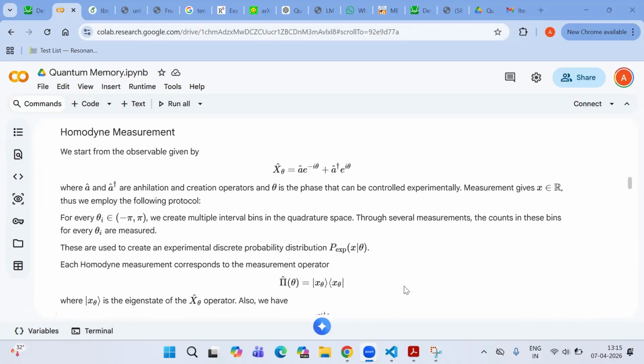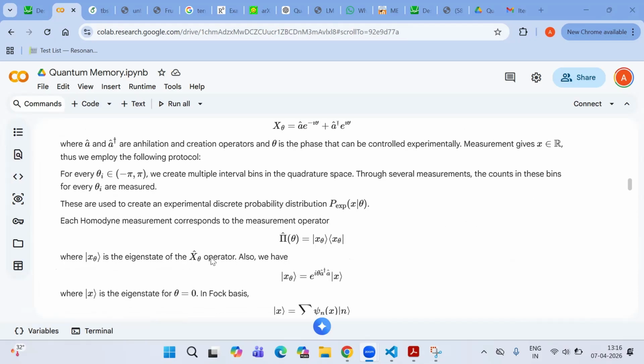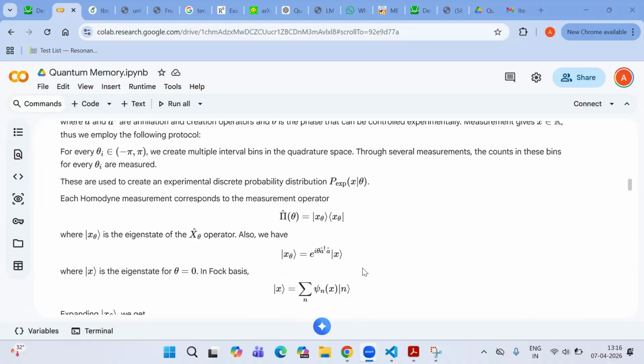So we propose the following process now. We create bins in the phase space, so for every theta i on minus pi to pi, for every theta measurement, we also create multiple interval bins in the quadrature space. So through several measurements, we measure the counts in each of these bins for every theta i. So essentially, we are trying to create a histogram that will give us an experimental discrete probability distribution, P of x given theta.